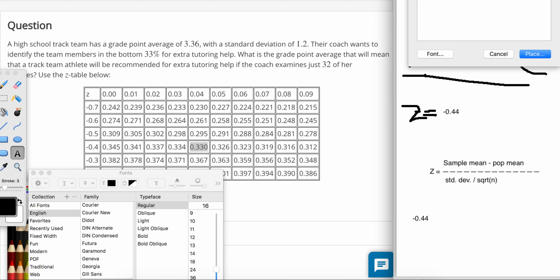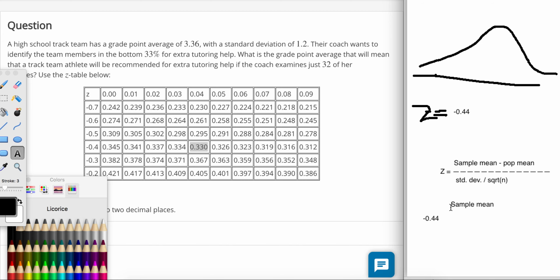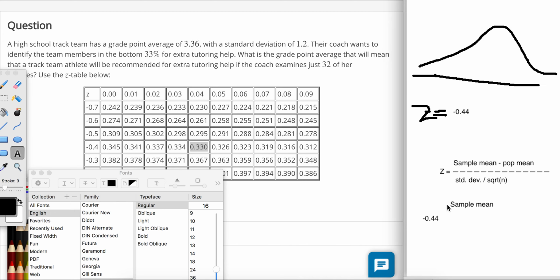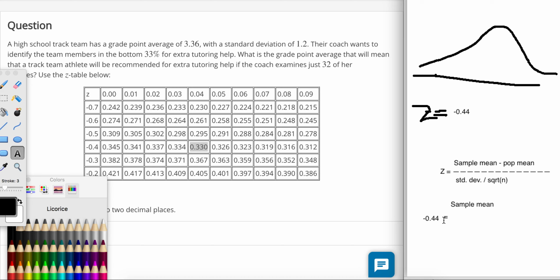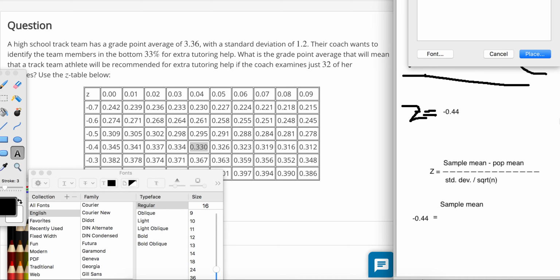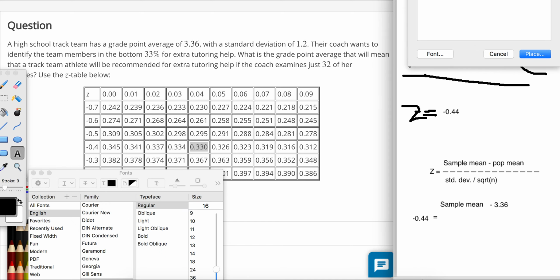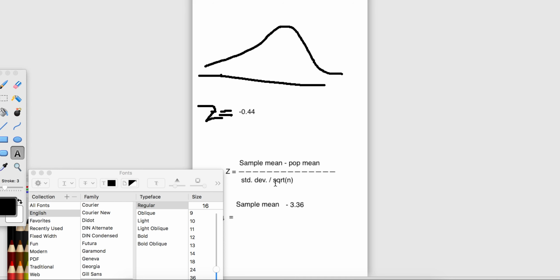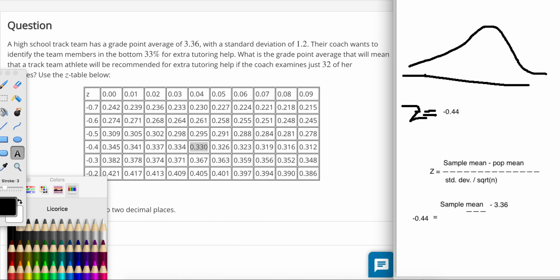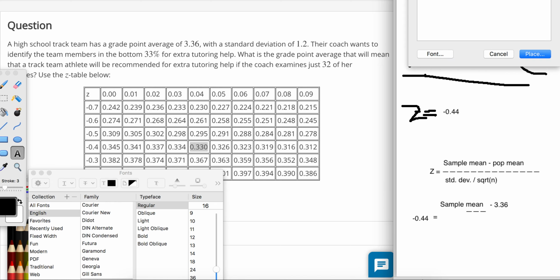The sample mean is what we're trying to solve for. The population mean, let's see what they say. It looks like 3.36. Then we're dividing by the standard deviation, which is 1.2, divided by the square root of 32.